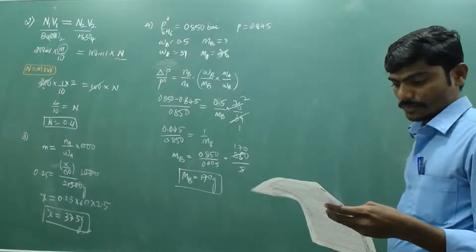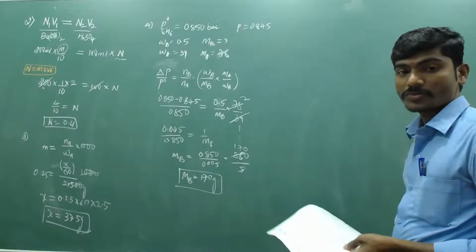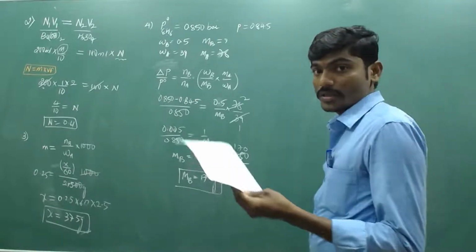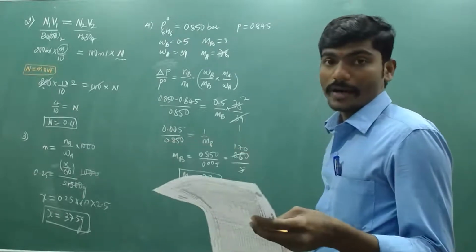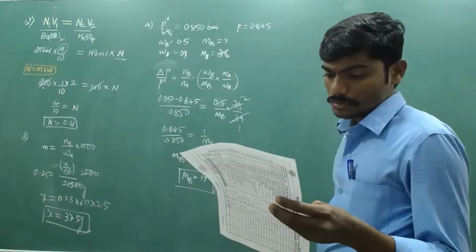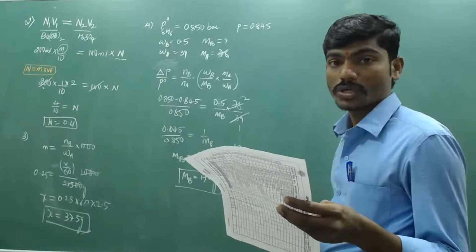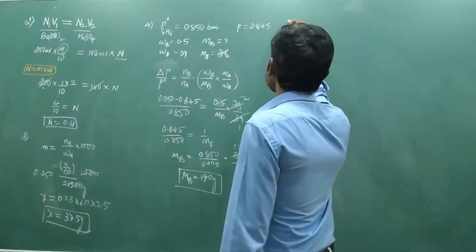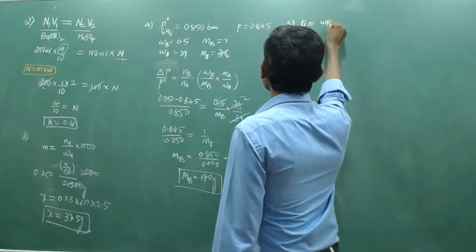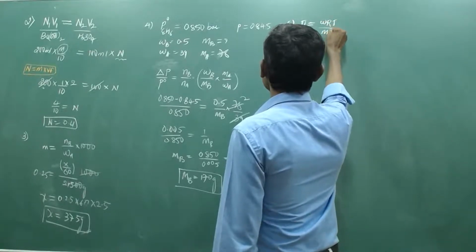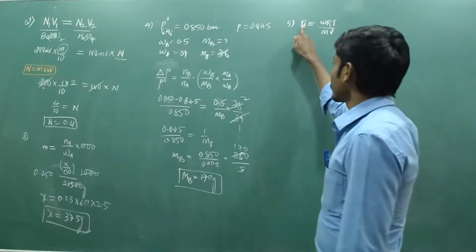Next question. The osmotic pressure of a solution, that means pi is equal to question mark. Which is prepared by dissolving 25 milligrams of potassium sulfate in 2 liters of water. Next problem. Osmotic pressure formula pi is equal to WRT by MV. Pi I want to calculate.